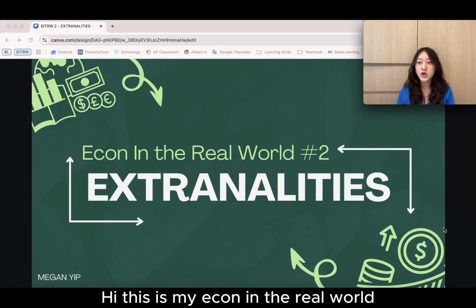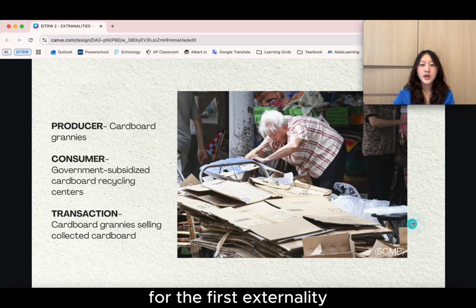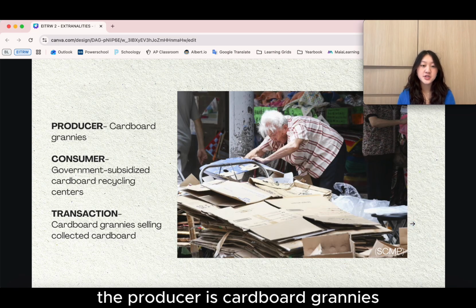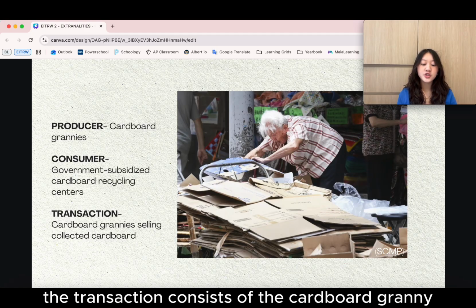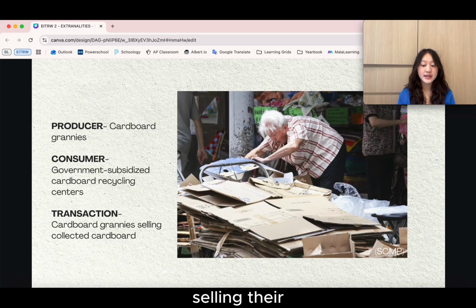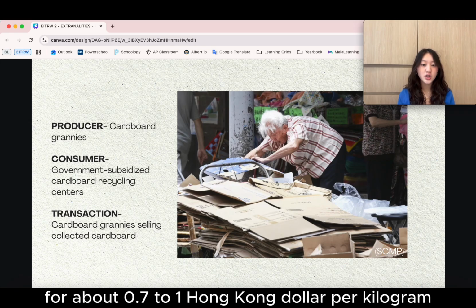Hi, this is my econ in the real world number 2 on externalities. For the first externality, the producer is cardboard grannies who are providing a recycling service, and the consumer is the government-subsidized cardboard recycling centers. The transaction consists of the cardboard grannies selling their collected cardboard to the collection sites for about 0.7 to 1 Hong Kong dollar per kilogram.